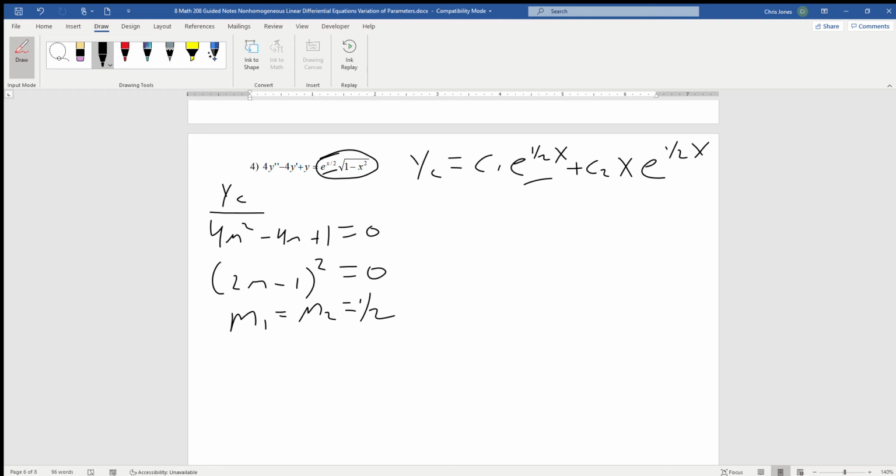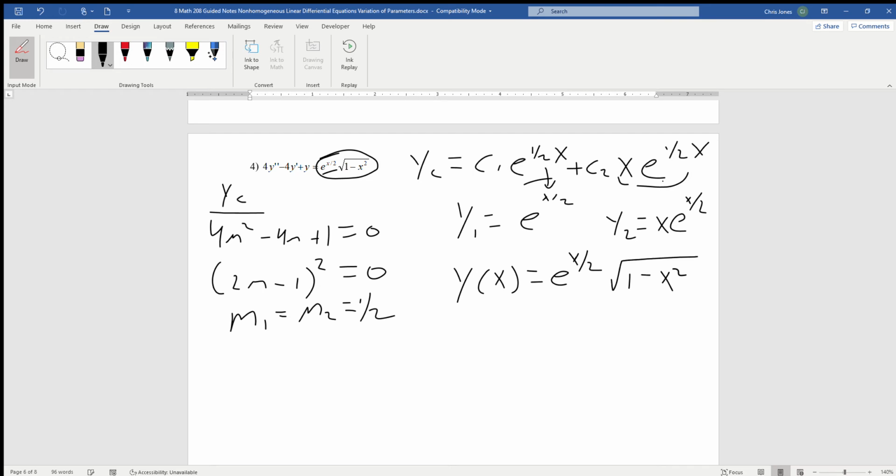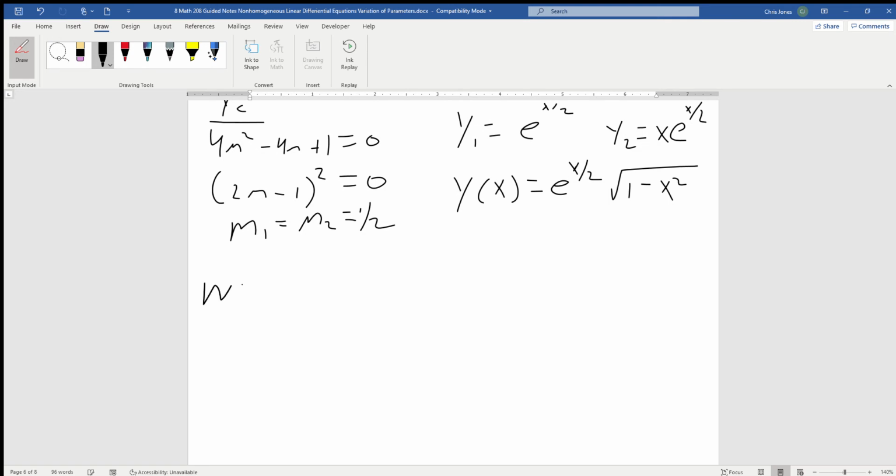So anyhow, we define y1 to be e to the x over 2, or 1/2 x. Okay, so that's right here. And then y2 is going to be x e to the x over 2. And we know, unfortunately, that f of x is e to the x over 2 square root 1 minus x squared. All right, so now we need to find all the w's. And you can tell with how much enthusiasm I said that I'm ready to do it.